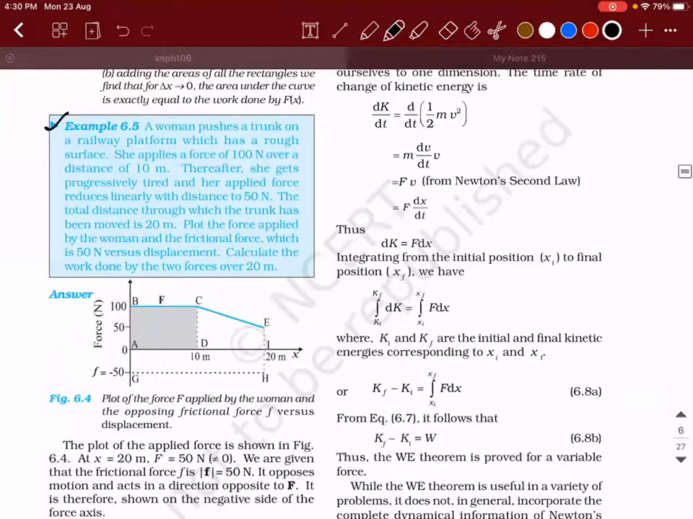Question 5. A woman pushes a trunk on a railway platform which has a rough surface. Please tell me. Sir, can you go to the previous sum? Okay.